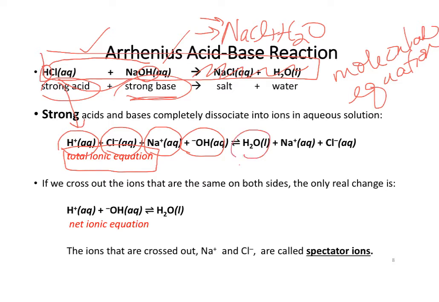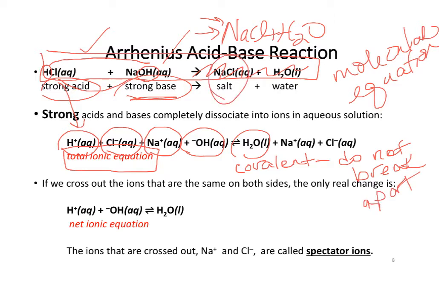Water, as well as all covalent compounds, do not ionize, okay? Do not ionize, do not break apart. So you must leave covalent compounds intact. All right. Then we know that most ionic compounds are soluble in water. And what do ionic compounds do when they dissolve? They break apart into the individual ions. All right, so this is the total ionic equation.